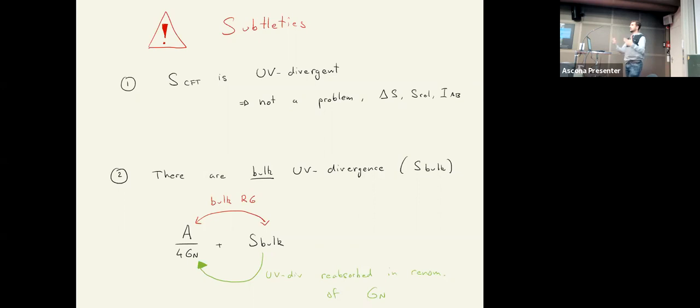I'm trying to give you a dictionary between definite CFT microscopic pieces and this formula, but I just told you that what you call A and what you call S bulk might not be well defined. You can just shuffle it around by doing RG in the bulk, or by doing field redefinitions. And maybe part of the surprise of what I'll show you today is that in fact we seem to be able to identify definite pieces that go into the area term and that go into the bulk entanglement entropy.